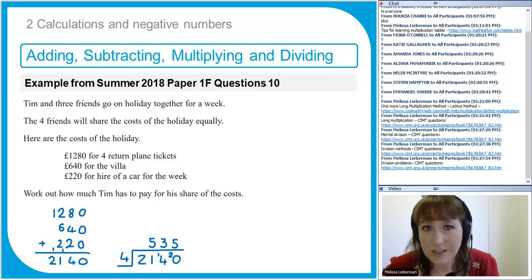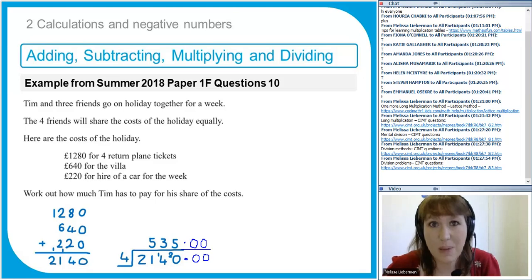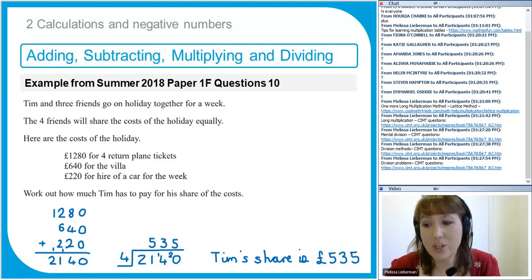If it hadn't gone exactly, then you could have added a decimal point here and 2 zeros. In this case it does divide exactly. Actually, you could put the 2 zeros if you wanted to, and you would get a number of pence then if it didn't divide exactly. In this case, it does go exactly. So the answer is that Tom's share is £535. Happy with that?